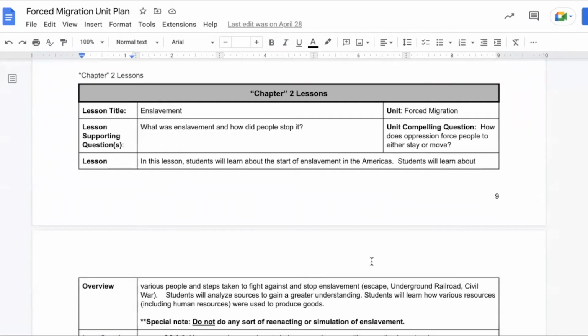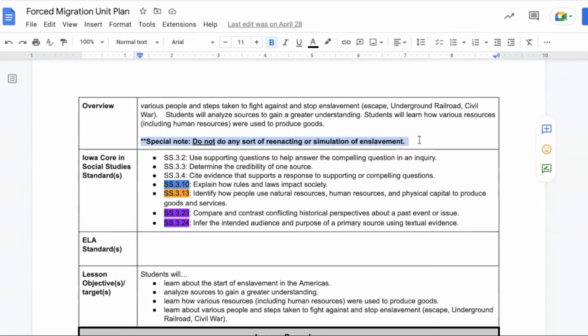It's important to use these terms rather than the old ones, as it really does place the blame onto those who did the actions, not those who were victimized by the actions. Just a special note for this section, please do not do any sort of reenacting or simulation of enslavement. It's not necessary for student understanding, nor is it a good choice.